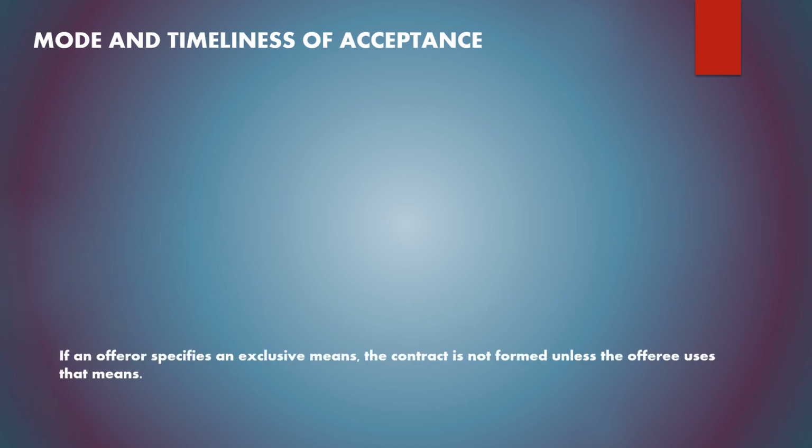If the offeror specifies the exclusive means, the contract is not formed unless the offeree uses those means. Also, if the offeror specifies a receive by date, I must receive your answer no later than. That's the date that he or she must have the answer in their hand, not the date that you mail it.